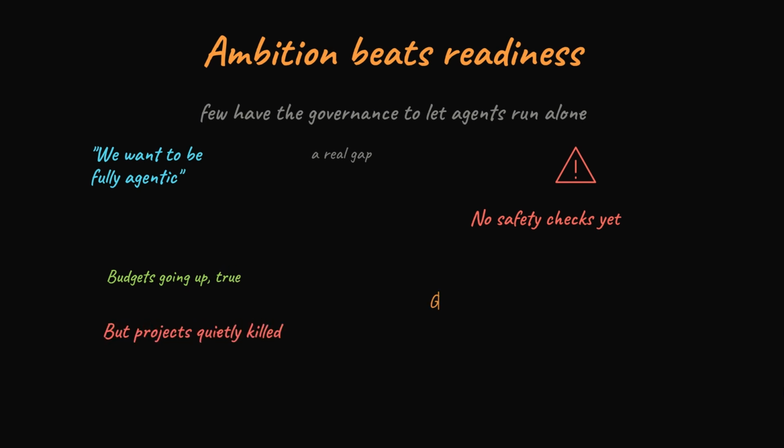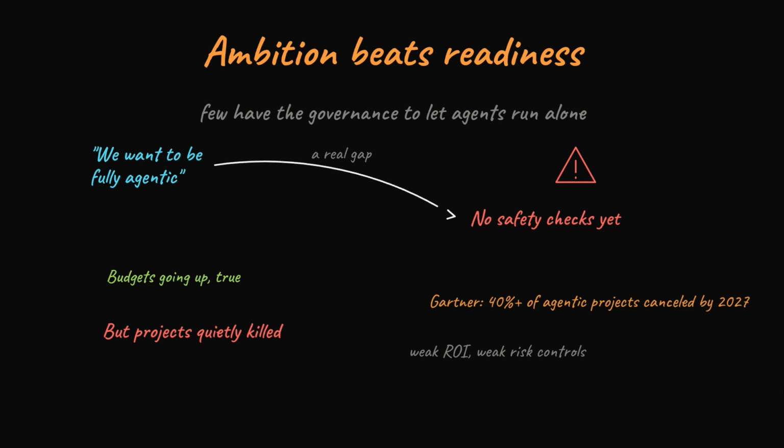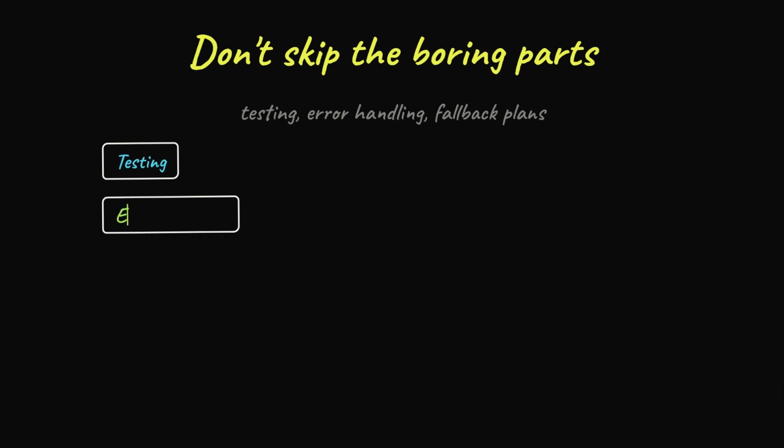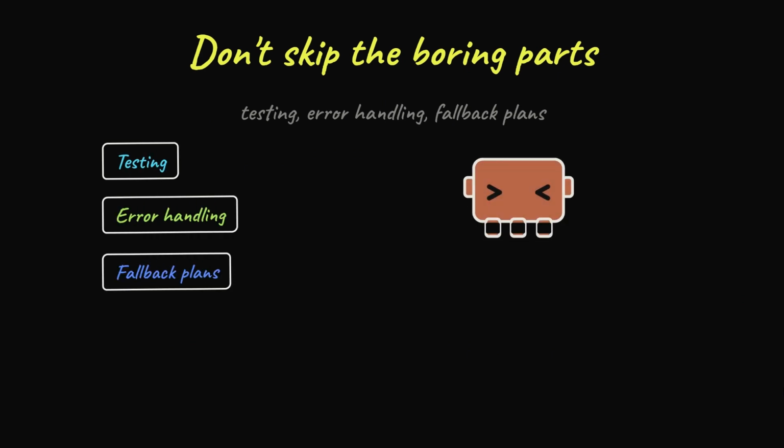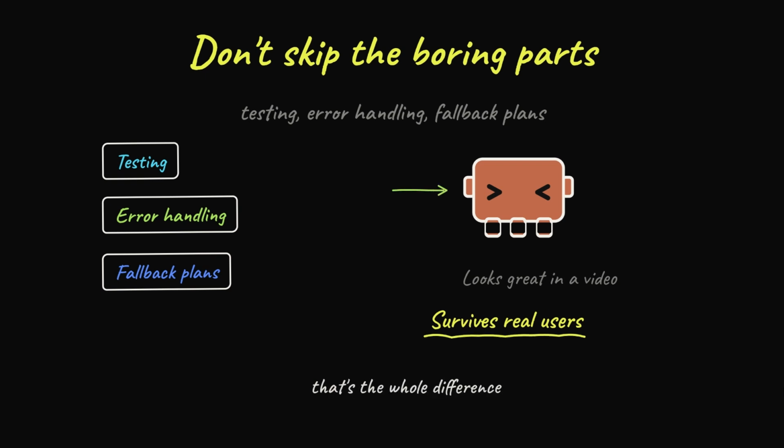Executives keep saying they're increasing budgets for this stuff, which is true, but plenty of agentic projects are also getting quietly shut down because they weren't reliable enough once they hit real customers or real data. So if you're building this stuff yourself, don't skip the boring parts, the testing, the error handling, the fallback plans. That's the difference between a demo that looks great in a video and a system that actually survives contact with real users.